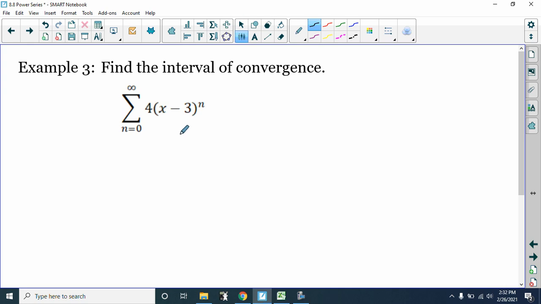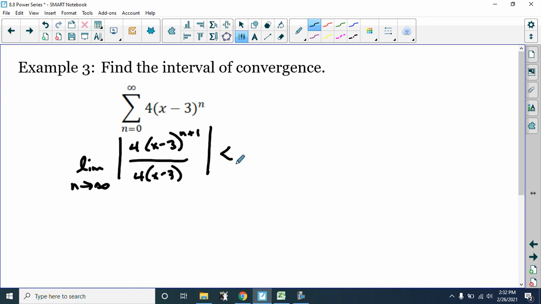So what we'll be doing is using the ratio test in order to do this. We know that this will converge if the limit as n approaches infinity of a sub n plus 1, so I'm going to replace n with n plus 1, divided by a sub n. Remember, it's the absolute value of that is less than 1. If this is true, we have a convergent series.